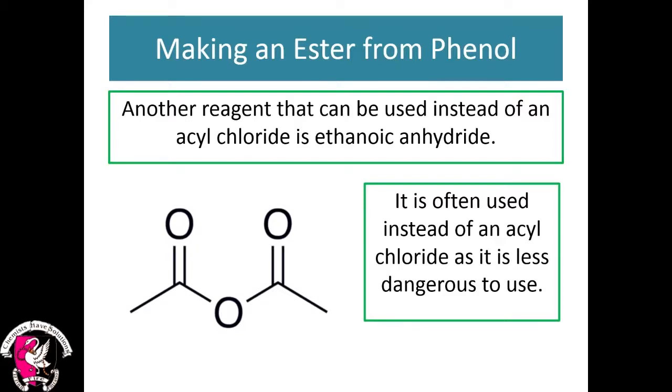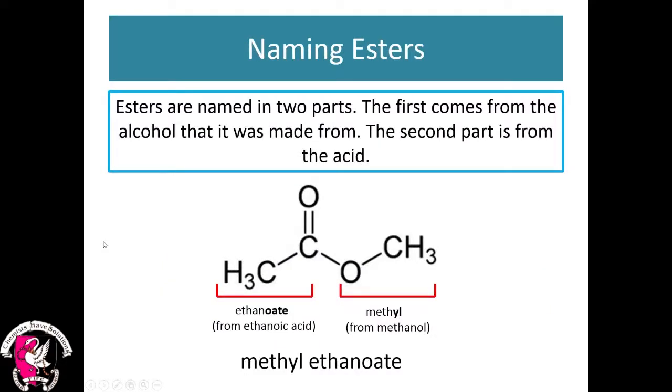when we want to form an ester from a phenol. Okay, so we're just going to discuss naming then. The esters are actually named in two parts. So the first part of the name comes from the alcohol that was used, and the second part comes from the acid or the acyl chloride, or even the ethanoic anhydride. So that's the acid part.